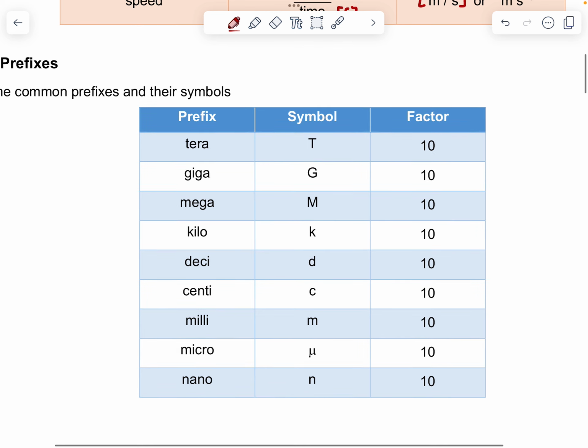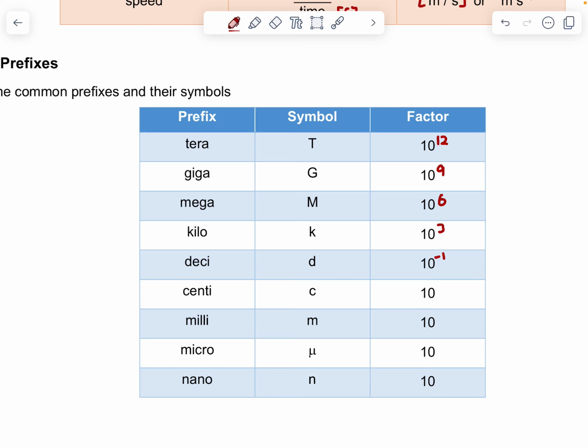Next, let's look at prefixes and their symbols. For tera, the symbol is capital T, factor of 10 to the power of 12. Giga, 10 to the power of 9. Mega, 10 to the power of 6. Kilo, 10 to the power of 3.